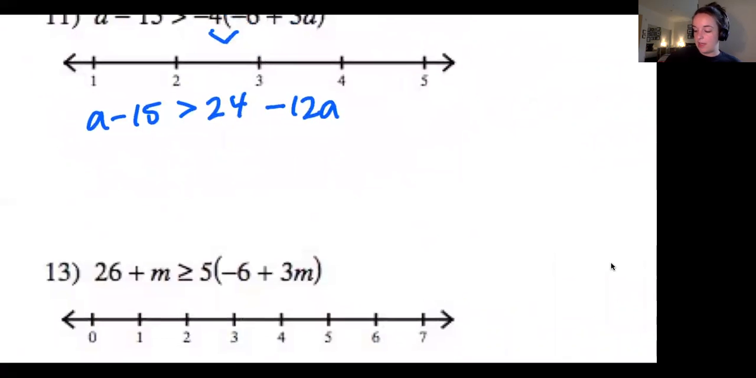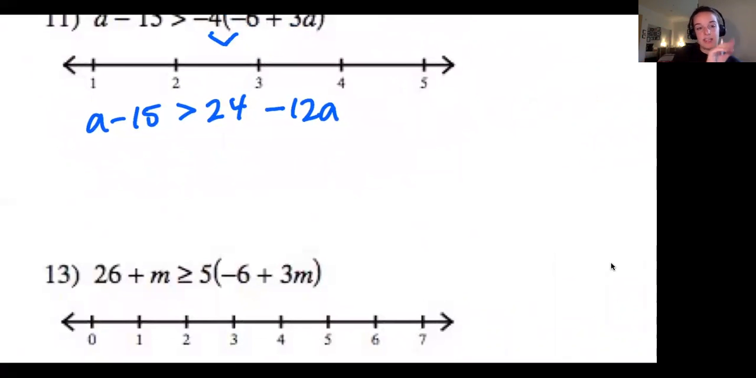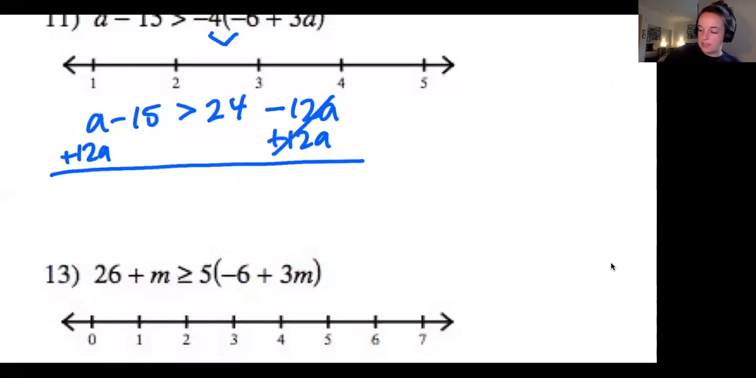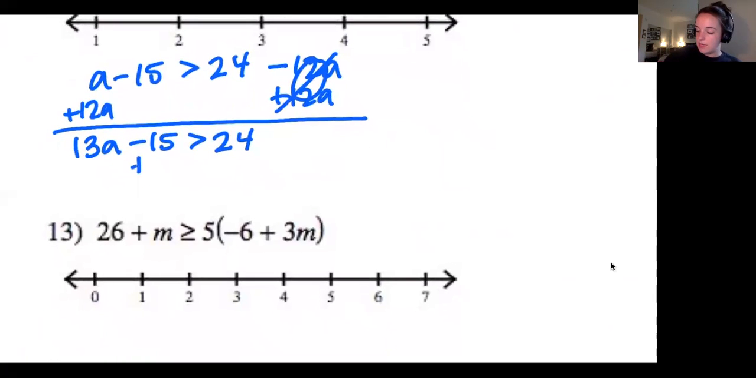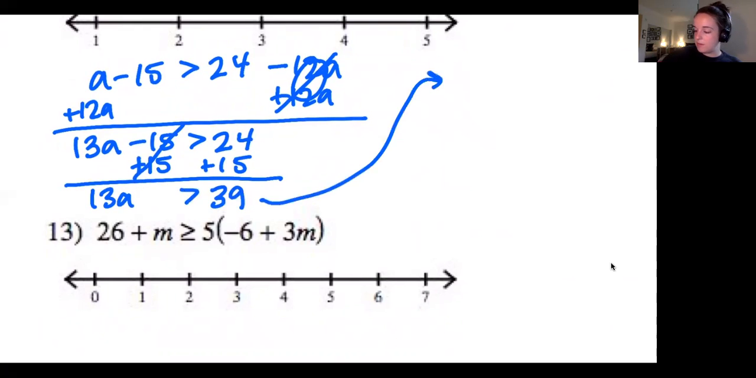I'm going to go ahead and move my a's to the left side and the numbers to the right side. So I'm going to add 12a on both sides. That's going to leave this side as 0. And 1a plus 12a would be 13a. Minus 15 is greater than 24. I want to move that number 15 to the other side, so I'm going to add 15 on both sides. I get 13a is greater than 39. Ran out of room, so I'm going to write 13a is greater than 39.